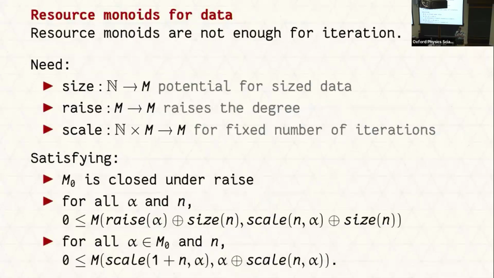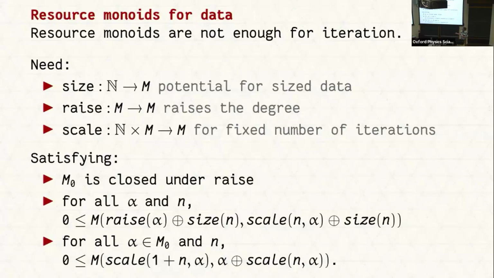This isn't quite enough to make it work for iteration. So just with that, we can only construct programs which are going to be linear time. So for iteration, we need a little bit more extra structure on these resource monoids. We need something which, given a size, gives us potential for that size of data. So this is going to sort of put something in that first component. Something that tells us that we can raise the degree of potential, and a scaling operation that scales something for a fixed number of iterations.